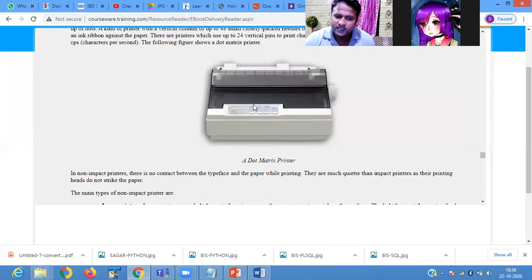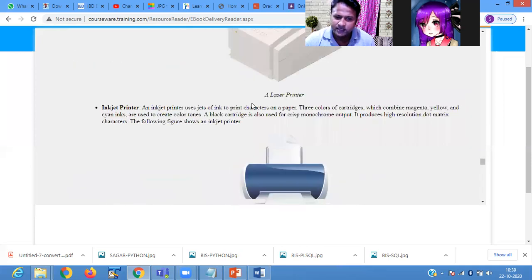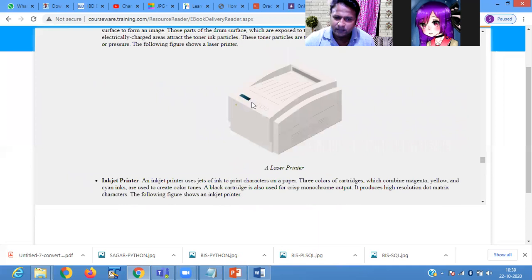Based upon this, various printers are available: laser printer, inkjet printer.